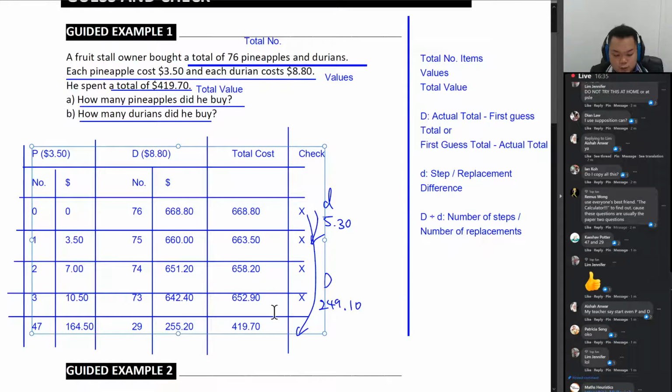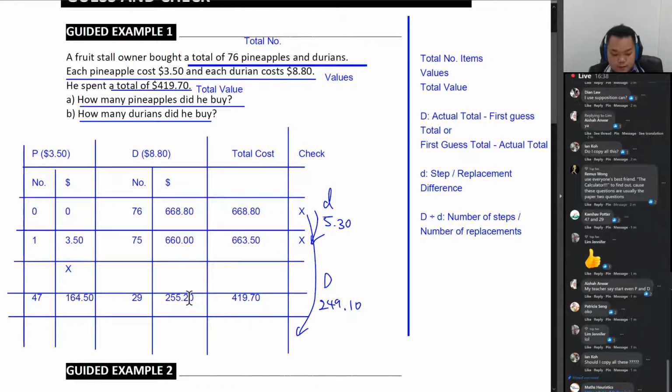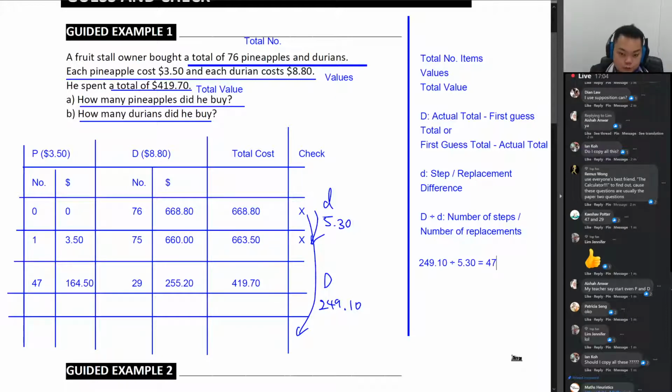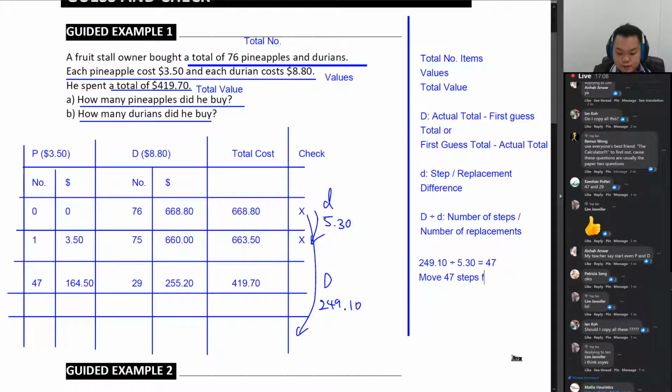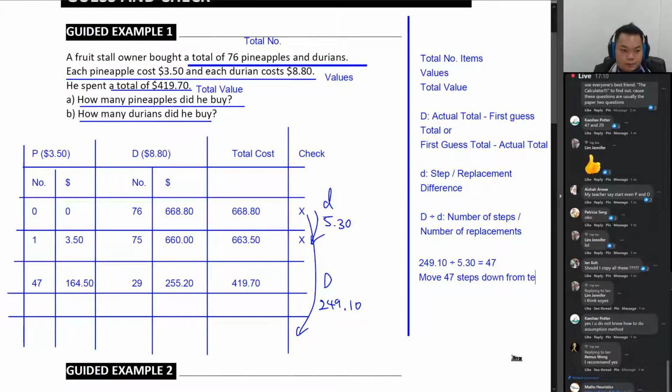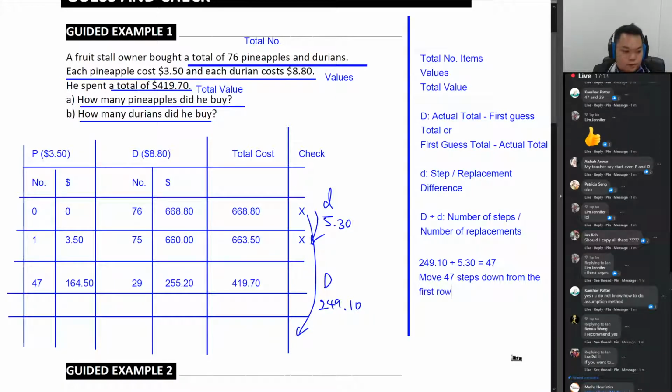The idea here is you don't really need all this actually. You can just straight away find the big D divided by small d. If the big D here is 249.10, I'll just take 249.10 divided by $5.30. Then this will give you 249.10 divided by 530, 47. So this means that you need to move 47 steps down from the first row. You all see that?